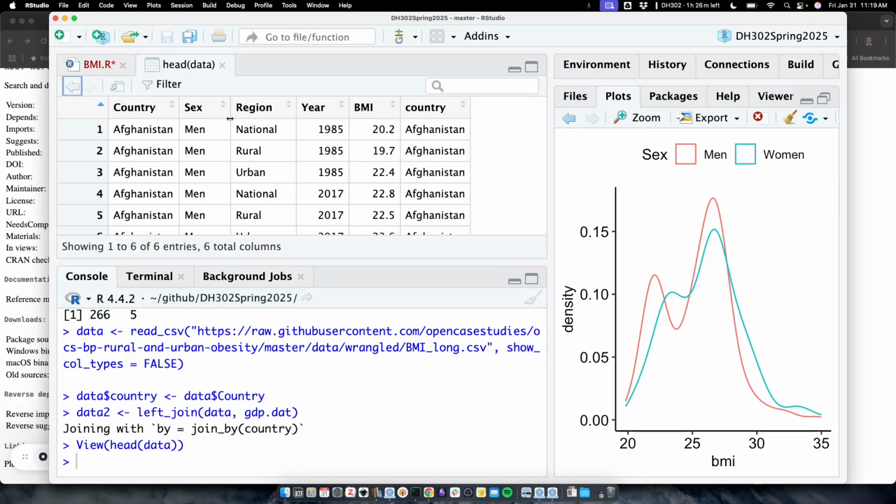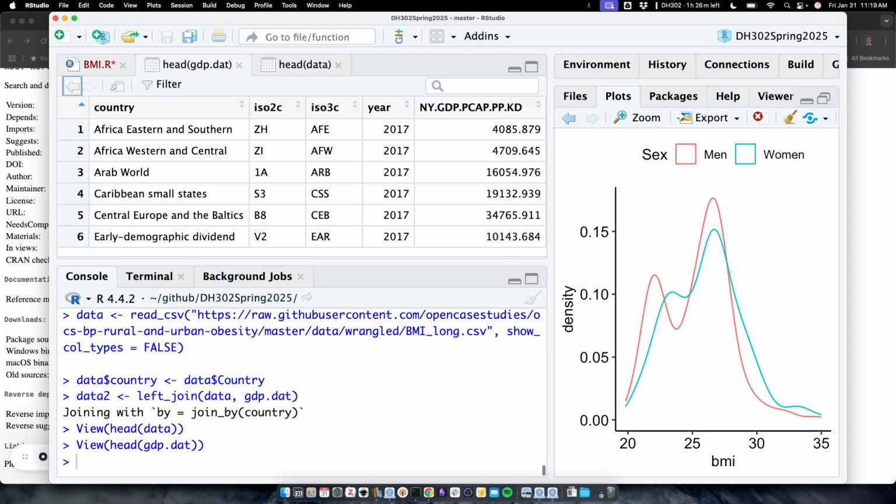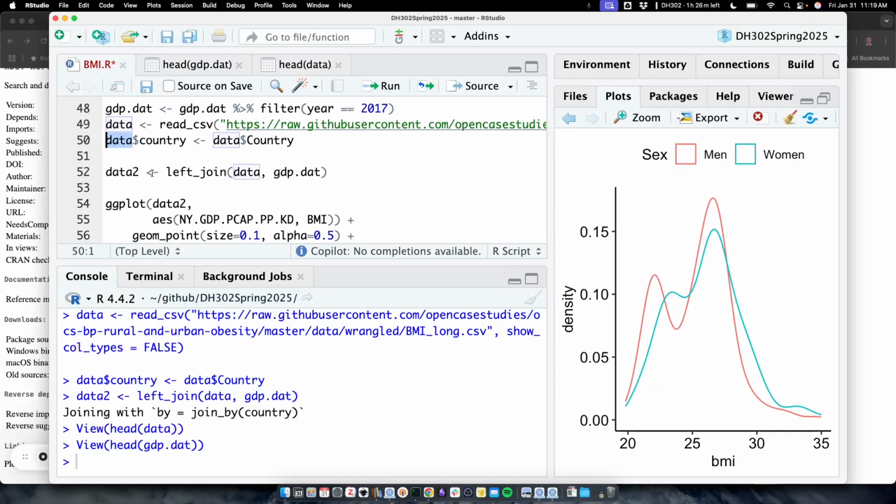This is just different countries, national, rural, urban, year, BMI, and country, right? And then I also have, in the other data frame, the country and its corresponding ISO category, which year this GDP is from, and its corresponding GDP, which is in this column. I'm doing a left join.